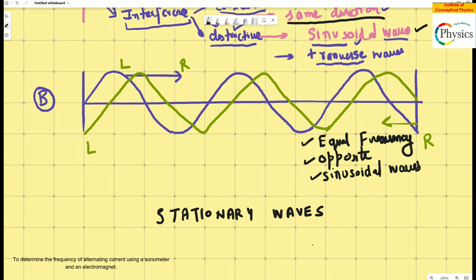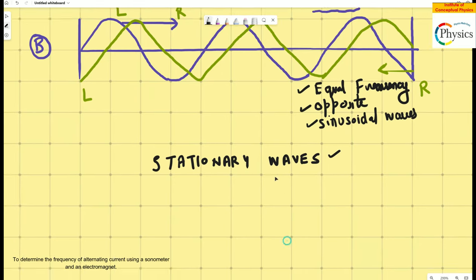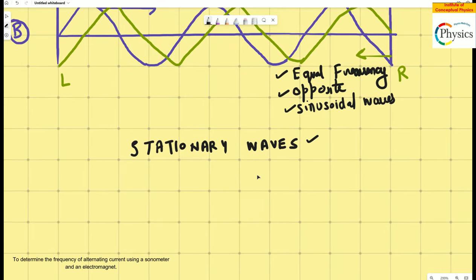This is the key problem I faced when I was a class 11th and class 12th student. The sonometer came again and I could not solve it. Now, stationary waves which get created in a wire, you know, what happens in a sonometer? And I'm going to tell you one more concept. So wait, this is your wire. And this is one edge, this is another edge. So these are two fixed ends.